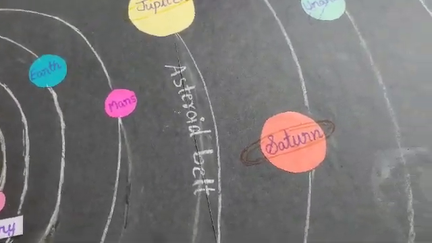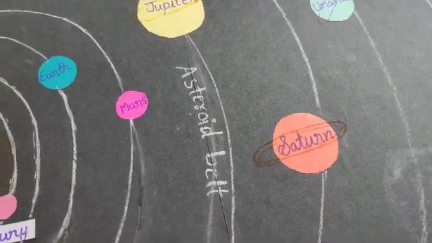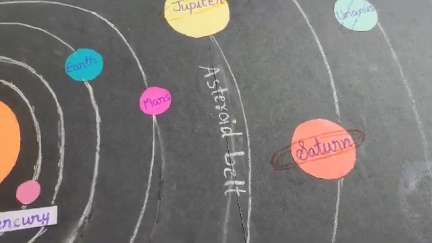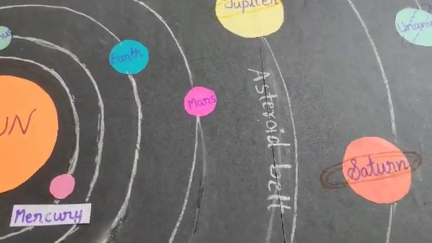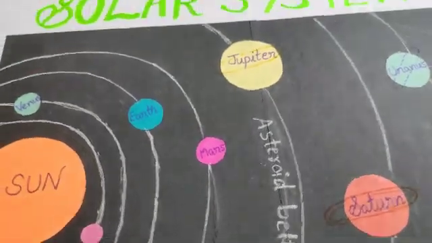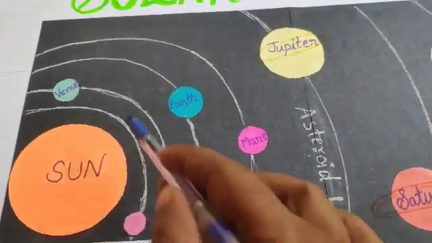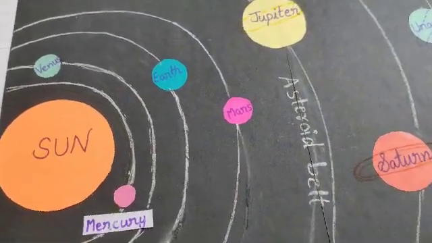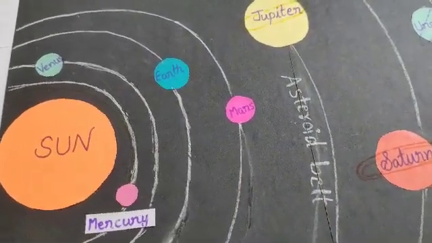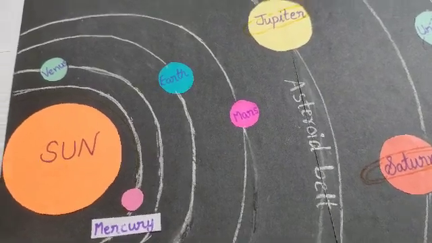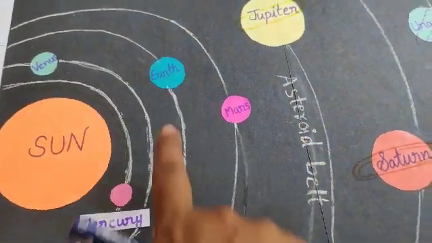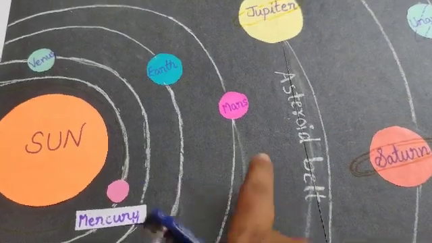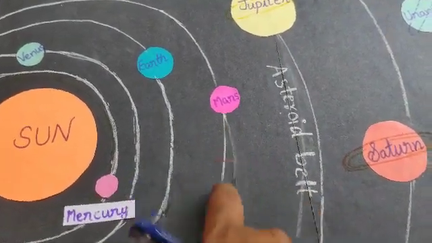And the next one is meteoroids. Meteoroids means small pieces of rocks which move around the sun. Whatever they may be, they are small pieces that move, and they are called meteoroids. Asteroids means the broken parts of planets, and meteoroids means small rocks.